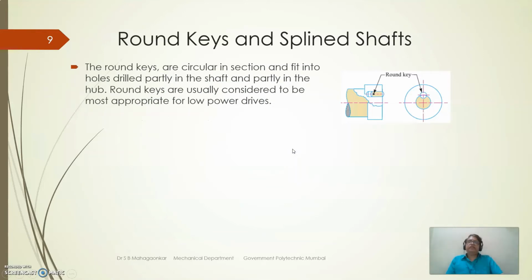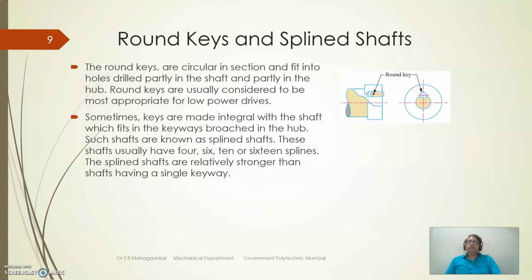So round keys are circular in section and fit into the holes, drilled partly in the shaft and partly in the hub. Round keys are usually considered to be the most appropriate for low power drives. If you make this one tapered, sometimes it can be used for even higher torque range also. So sometimes the keys are made integral with the shaft, which fits the keyways broached in the hub.